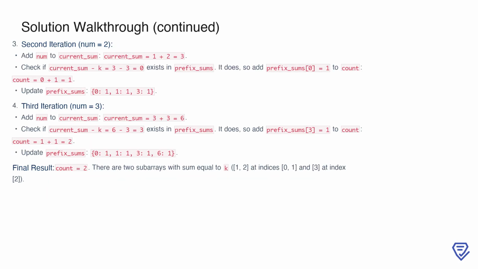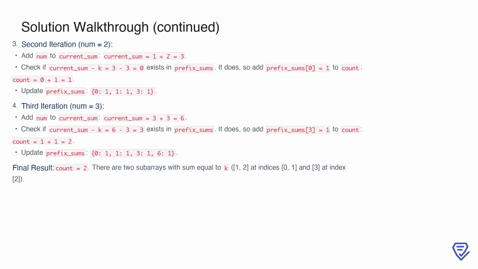In the second iteration, the current number is 2. Adding it to current_sum gives 3. Checking current_sum - k, which is 3 - 3 or 0, we find that 0 exists in prefix_sums with a value of 1.